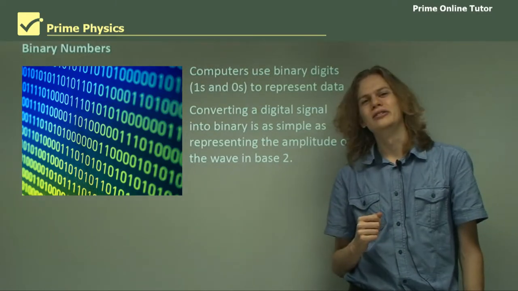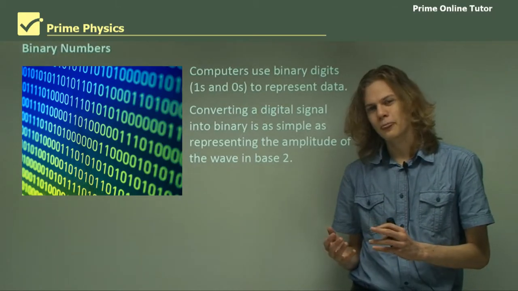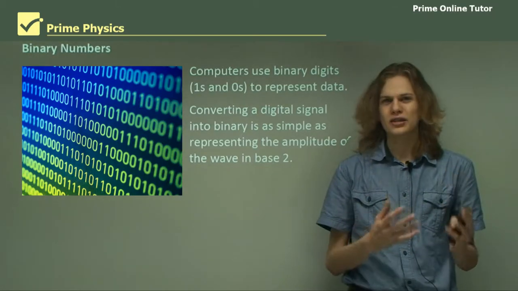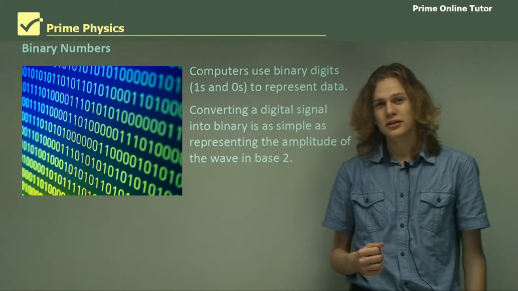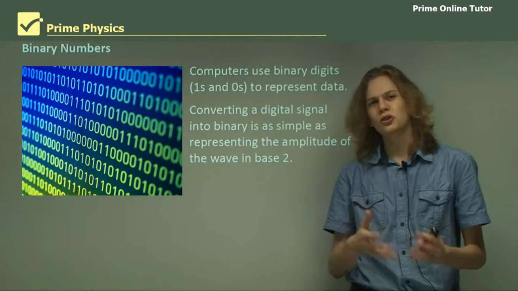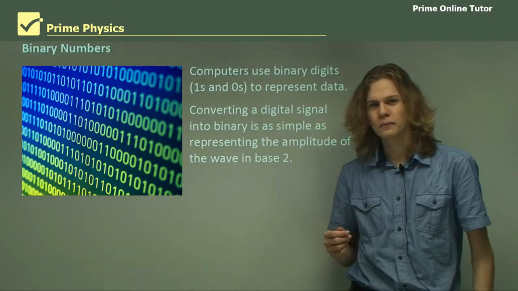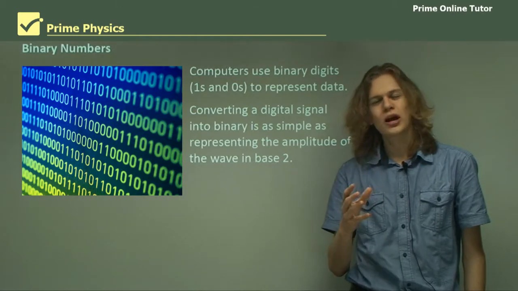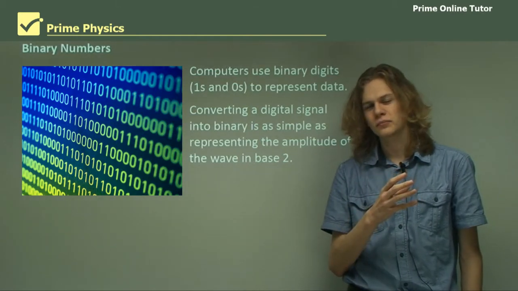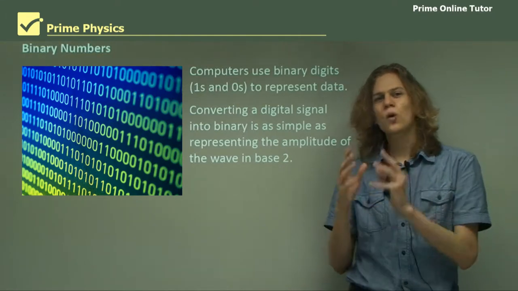Now, I'm sure you've covered bases in mathematics already, but just a quick refresher. Normally, we count in base 10. That means that we count the numbers up until we reach 10, and until we reach 10, all the numbers have a single digit, right? Once we reach 10, we have two digit numbers. We have a digit in the tens column and a digit in the ones column.